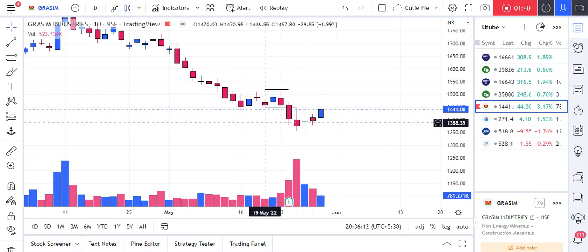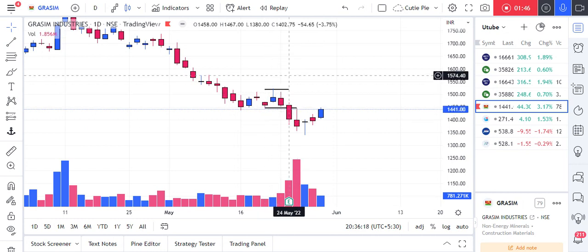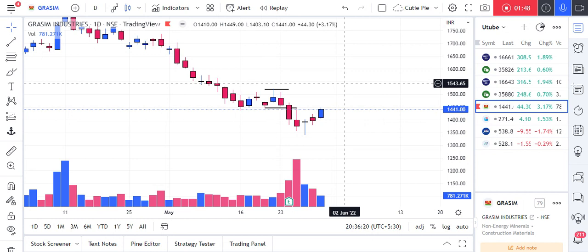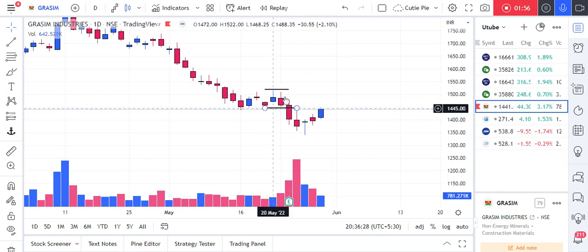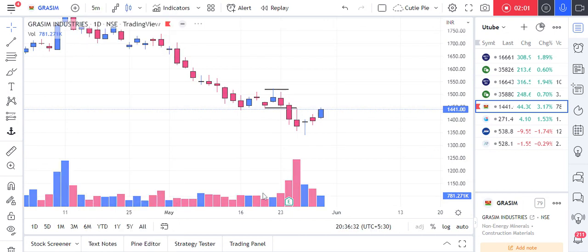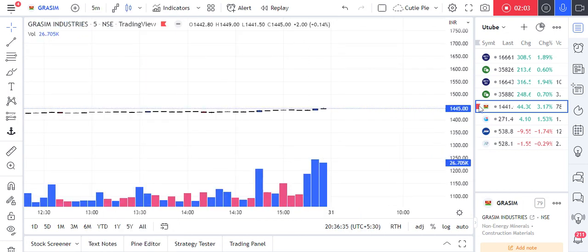So the low of the candle is 11446. So I have drawn a line. So the first step I have done is marking the previous 3 days' high and the previous 3 days' low. And then what we have to do is go to a smaller time frame.